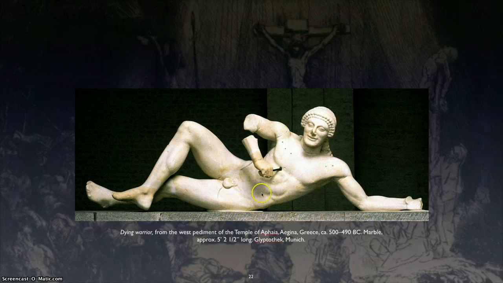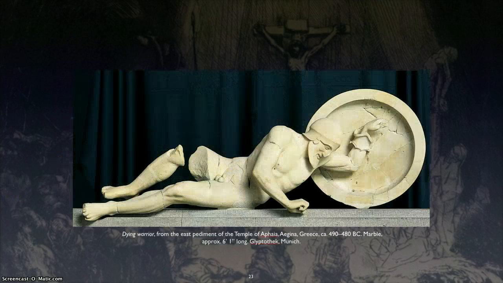Muscles are stretched. There's gravity pulling down on muscles. It's just that style trumps any innovation in the design work. Okay? Here's another one from the other end of the temple. Same thing. He's dying. There's the grin. There's the eyes. Somewhat rigid pose, but still a little bit more realistic.